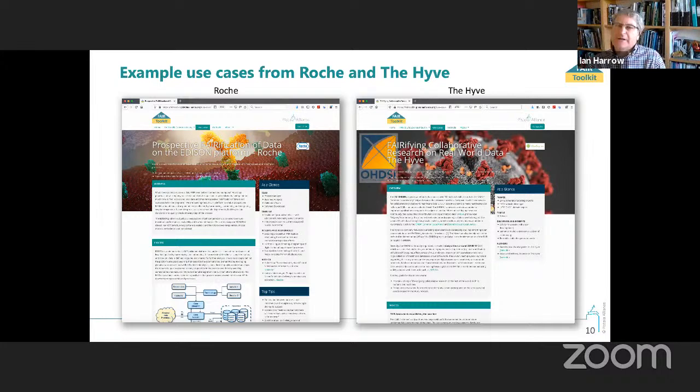The second example I'm showing on this slide is from a small technology service company called The Hive, and they've given a great use case around verifying collaborative research on real-world data. This has come from the IMI Eden project that they're sharing as a use case. Again, a very useful example of the benefits of making data FAIR.